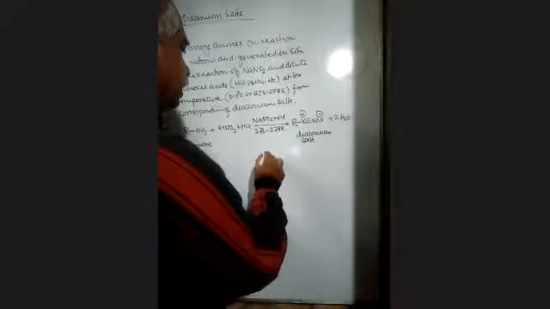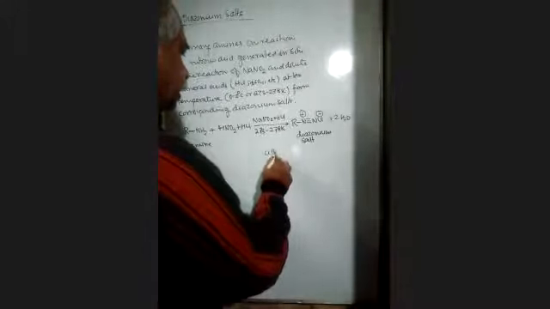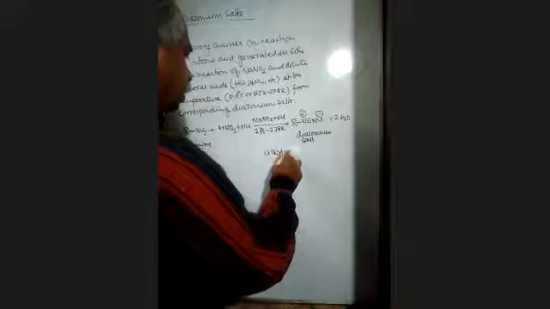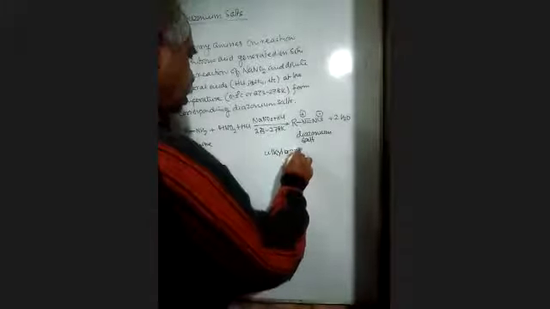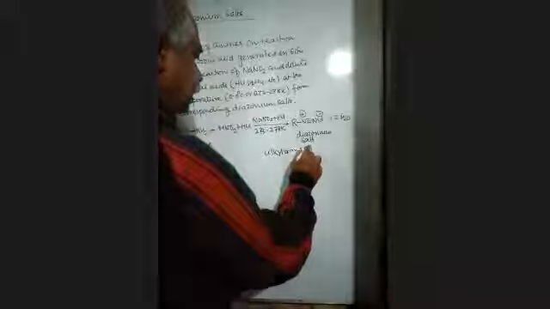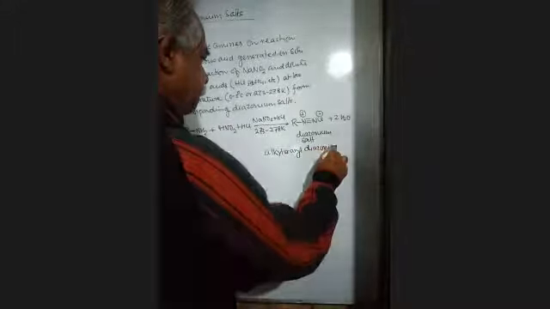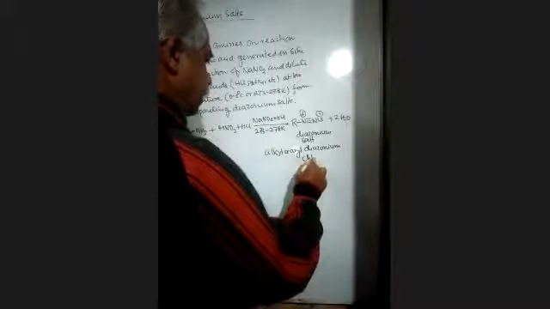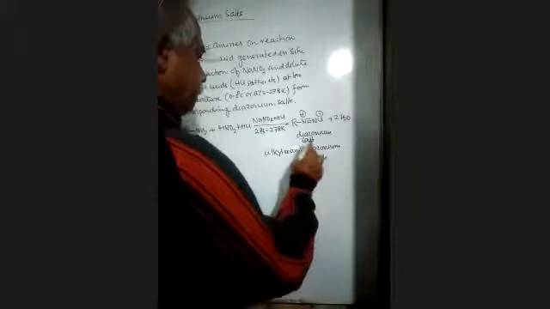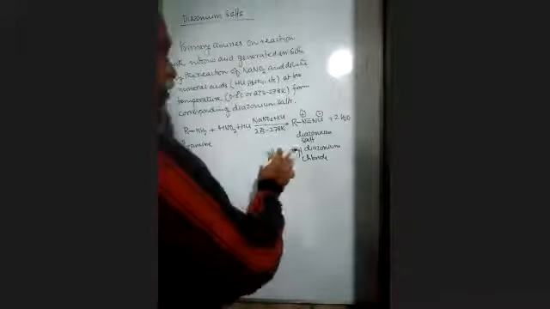So what will be the name of this one? We'll get here alkyl or aryl diazonium, and for chloride we give it here.